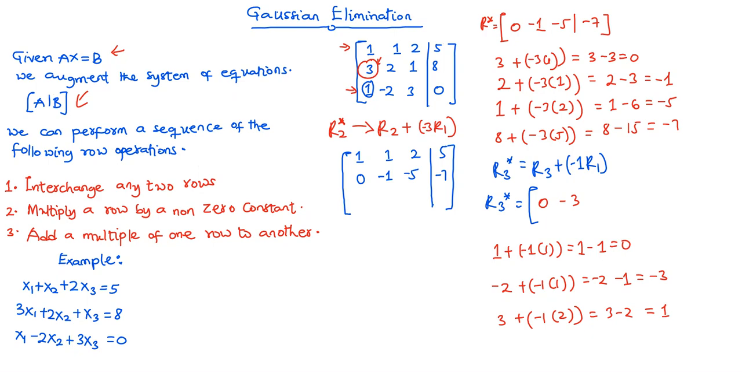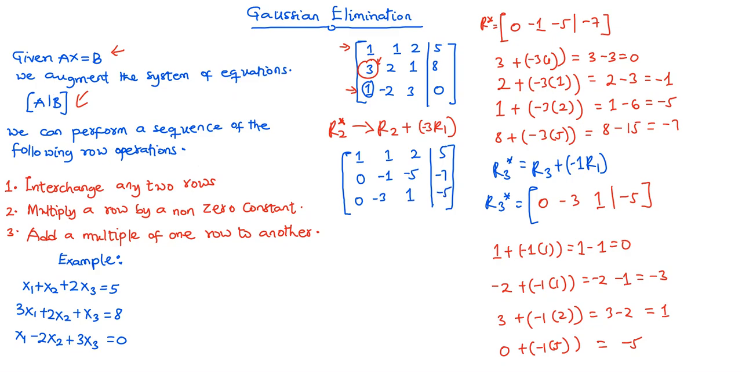And for the last entry, we have 0 plus minus 1 multiplying 5. So this will give us a value of what? Minus 5. So we're going to have 1 and then minus 5. Okay, so this will be our matrix now. We're going to have 0, minus 3, 1, minus 5.